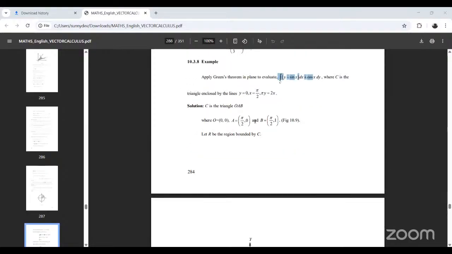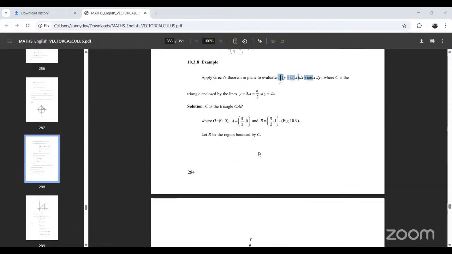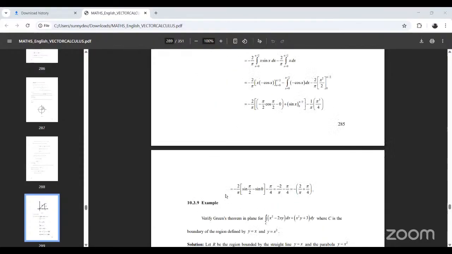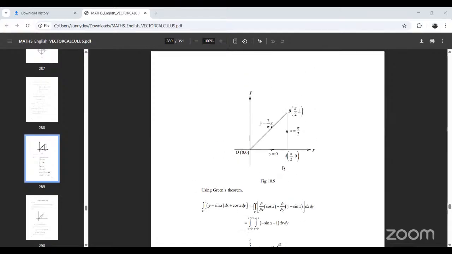All of these are repeated applications of Green's theorem only. So you should remember one thing. Green's theorem statement: the integral of M dx plus N dy is equal to the double integral of dou N by dou x minus dou M by dou y into dx dy. So you should remember both of these things. All the problems are the same, and here the figure is very important. You have to draw the figure.